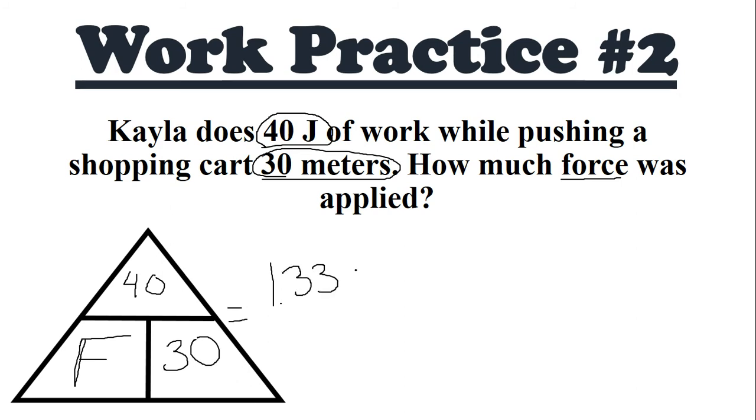1.33 newtons. How we got that is because since the numbers are on top of each other, we divide. When they're next to each other, you multiply. When they're on top, you divide. And so it was 1.33. It's actually 1.33 repeating newtons of force.